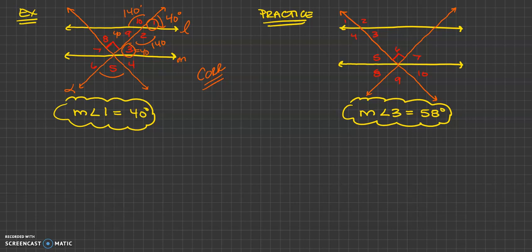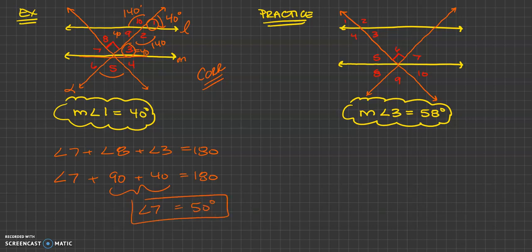Watch this. 7, 8, and 3 all add up to 180. So we could say angle 7 plus angle 8 plus angle 3 is equal to 180. In that case, all three of those angles are considered supplementary. Well, I don't know angle 7, so let's just leave it like this. Angle 8 I know is 90, and angle 3, if using corresponding, I just solved this, is 40, and all of that's supposed to equal 180. All right, let's combine our like terms. That's going to be 130. I'm going to subtract 130 from both sides and get 50 degrees. So now all of a sudden, I know angle 7 is 50 degrees.